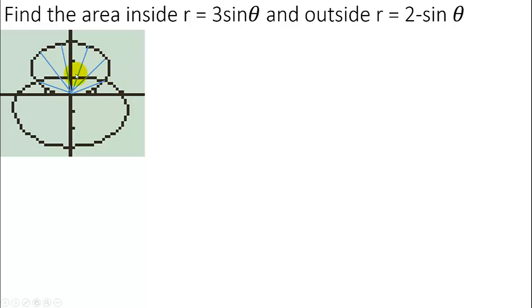Well, we want to find the two intersection points. So we set the two equations equal to each other. We add the sine over, divide by 4, and we find that sine is 1/2 at pi over 6 and 5 pi over 6. So here's your pi over 6. Here's the 5 pi over 6. And again, we want all of the windshield wiper to the circle, but then minus out this little piece to be inside the circle, yet outside the limacon.